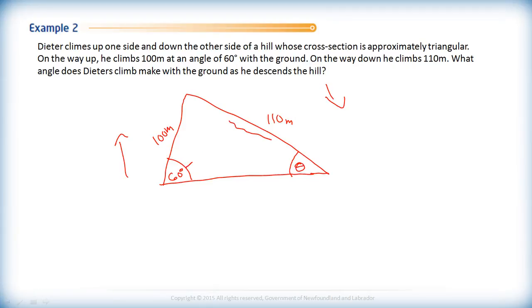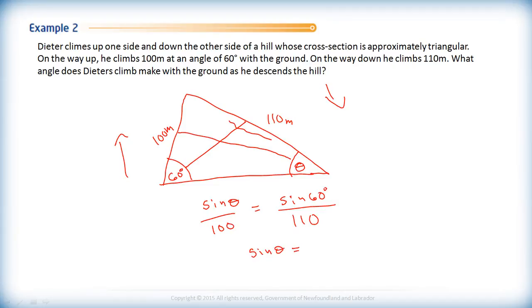So if we check for sine law, we've got a known pair of opposites. We've got an angle theta we don't know opposite to 100 meters, so we should be in business here. We can say that sine theta divided by its opposite side, which is 100 meters, has to be equal to the sine of 60 degrees divided by the length of its opposite side, which is 110 meters. So all we have to do is multiply by 100. We have sine theta is equal to 100 sine 60 divided by 110, and that'll give us a ratio real quick. So we have 100 sine 60 divided by 110, and that's 0.7873.